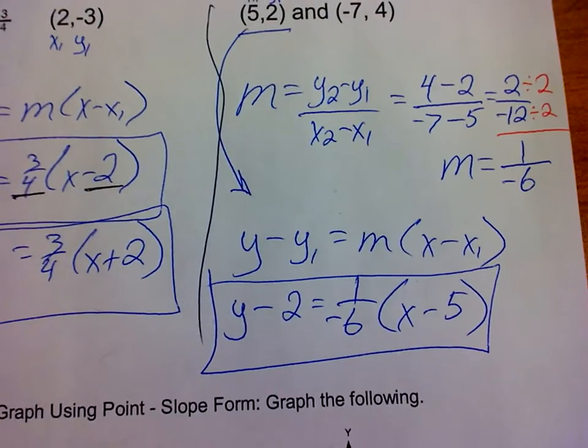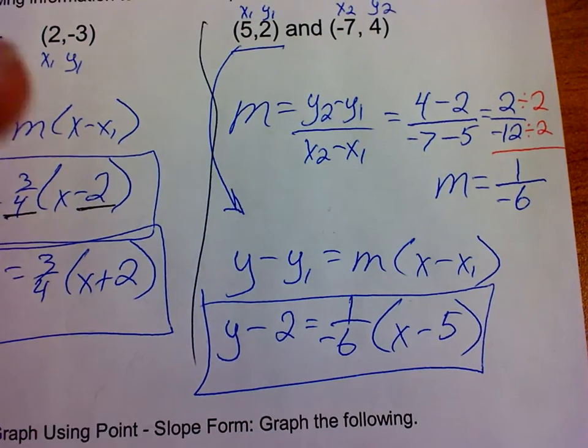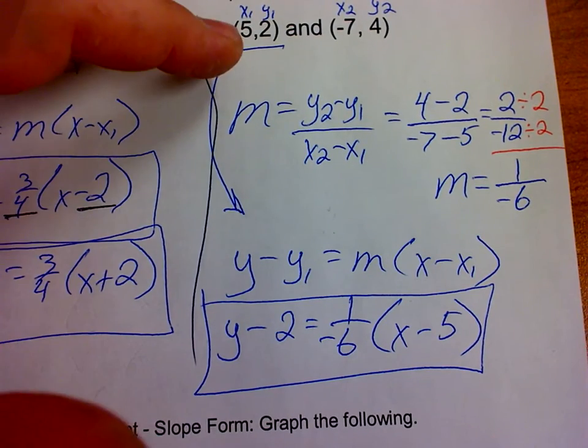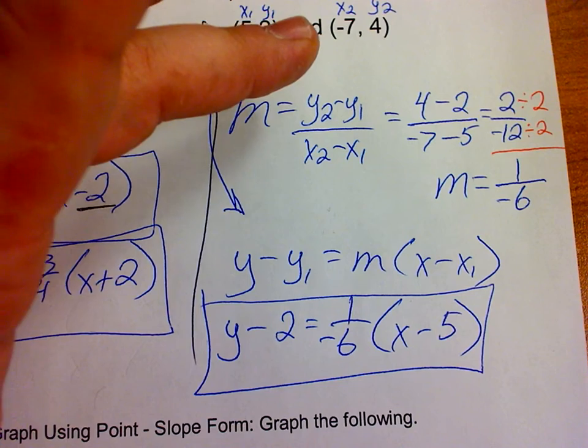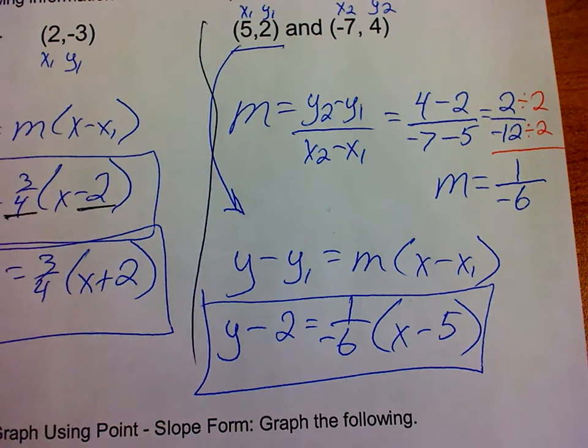Now some students got a little confused today because they couldn't see how, if I plug in 5, 2 into this and got this answer, I was supposed to be getting the same thing if I plug in negative 7, 4 into the places they're supposed to go.